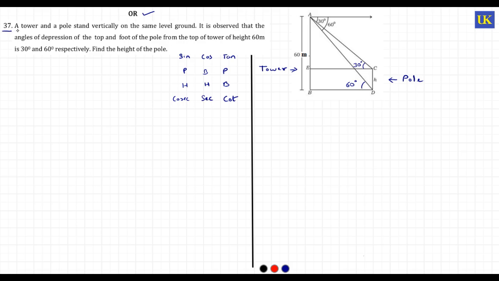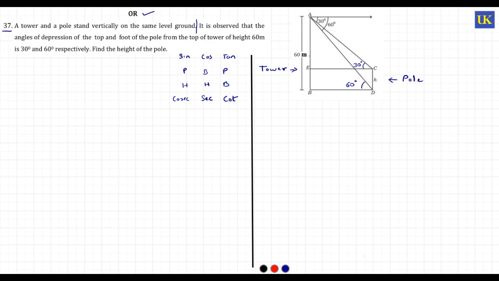So the question says a tower and a pole stand vertically on the same level ground. Okay, so there are two structures, one is a pole and another one is a tower. So this AB part is the tower, and CD is the pole. It is observed that the angles of depression of the top and the foot of the pole from the top of the tower of height 60 meter are 30 and 60 degrees respectively. So towards the top, the angle is 30 degrees from the top of the tower, and towards the bottom of the pole, the angle is 60 degrees.